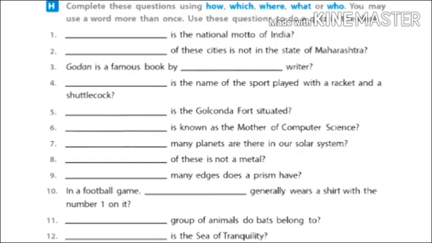We have some textual activities related to this. It is attached in the textbook in the Google Classroom. And we have one more activity given in page number 8. Complete these questions using how, which, where, what or who. We use the question word how to ask about the manner, which to ask about the choice, where to ask about the place, what to get some information about something, and who to ask about the person. Do that also. The answer keys are attached in the notes.